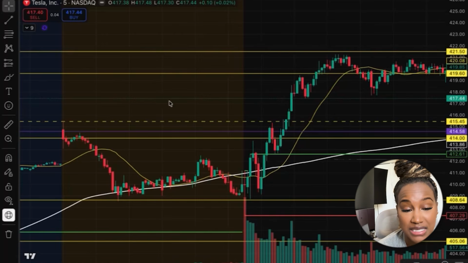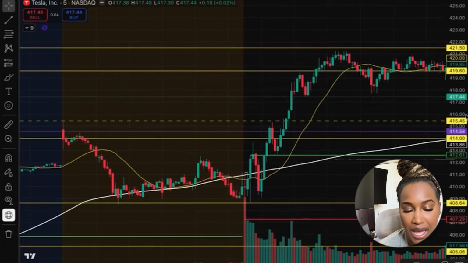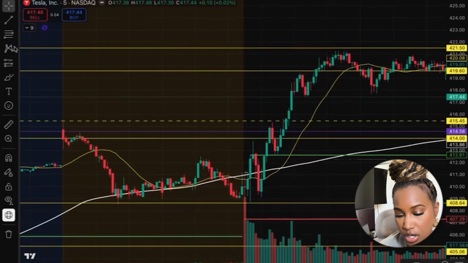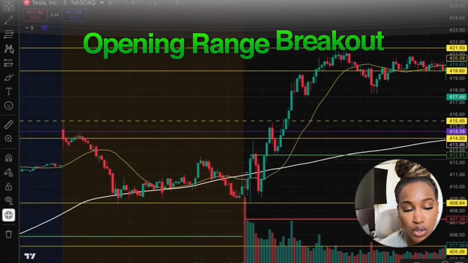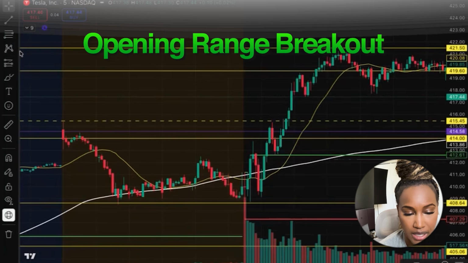We're here on Tesla, and you have to mark some critical levels on your chart on a daily basis, right? So I mark pre-market high and pre-market low, previous day high and previous day low, okay? We also have some indicators that we like to use. One of them being the ORB, right? Which stands for opening range breakout, okay?